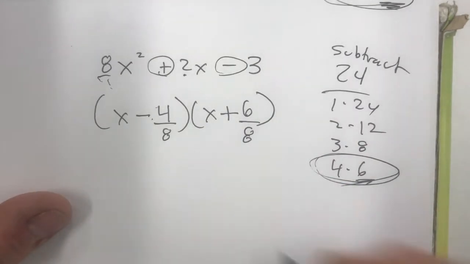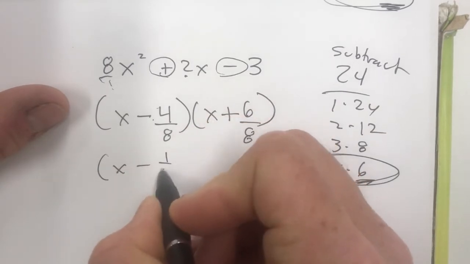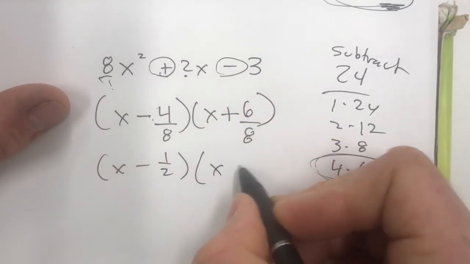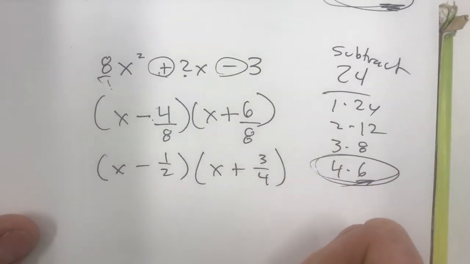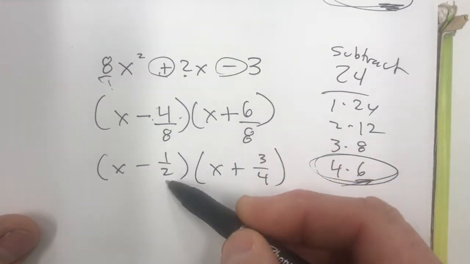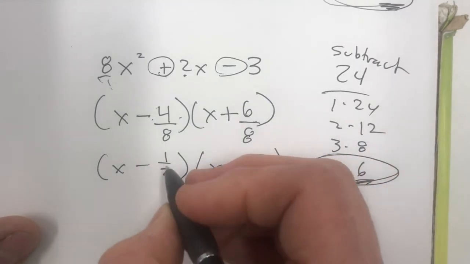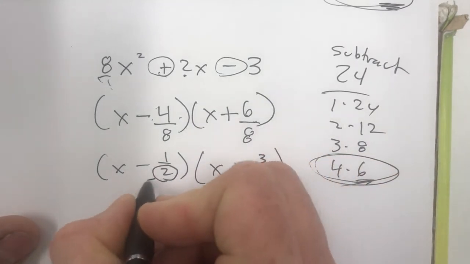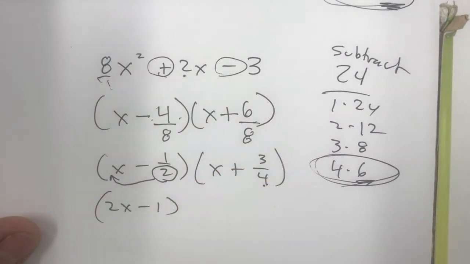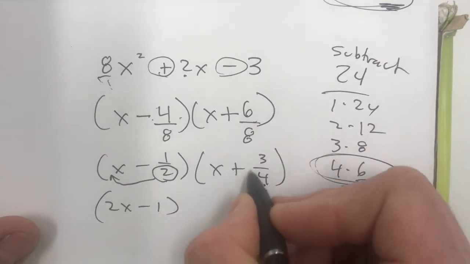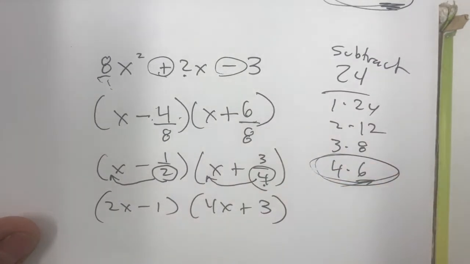Okay, now I can't have fractions, so I simplify them. Well, that's going to be x minus 1/2. This is going to be x plus 3/4, but they're still fractions. 4/8 is 1/2, 6/8 is 3/4. They're still fractions, so this denominator is going to slide over in front of the x, and there's this one. And right here, this denominator 4 is going to slide over in front of the x, and there you go. There's my factors.